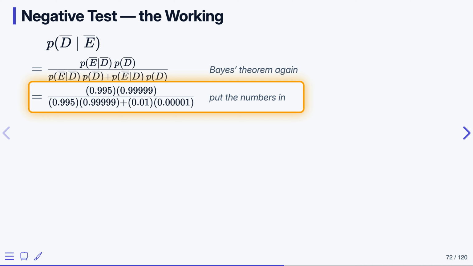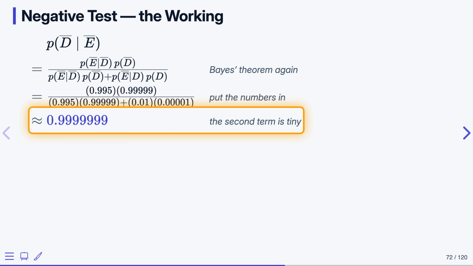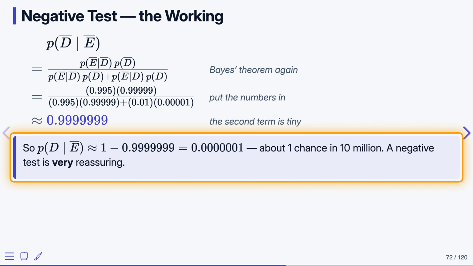0.995 times 0.99999 on top. The bottom adds 0.01 times 0.00001. That second term is extremely small, so it hardly changes the bottom. The answer is about 0.9999999. Take that away from 1, and the chance you do have the disease after a negative test is about 1 in 10 million. So a negative test is very reassuring, even though a positive one meant little.